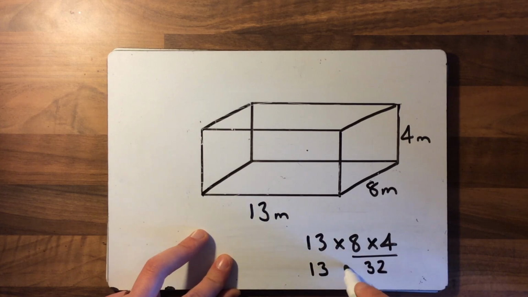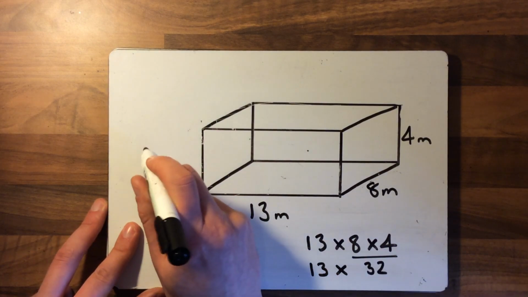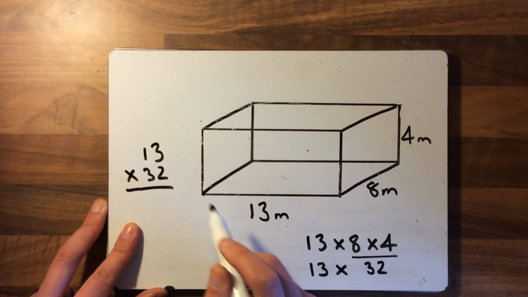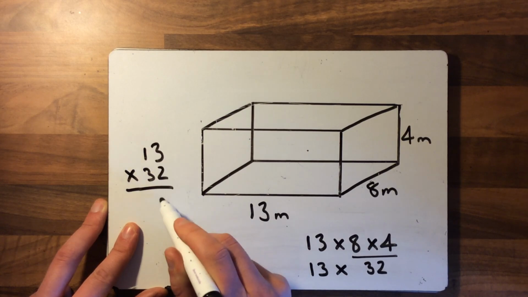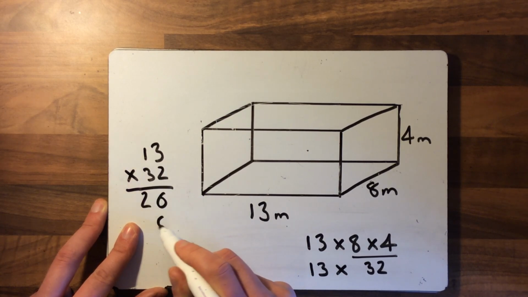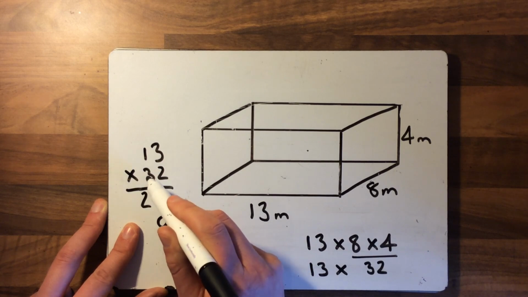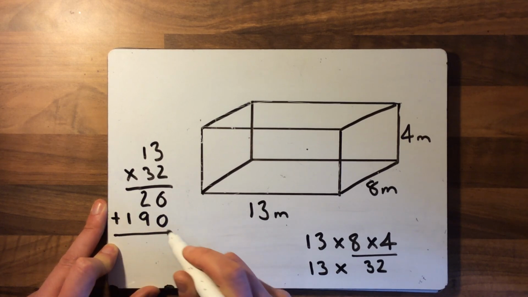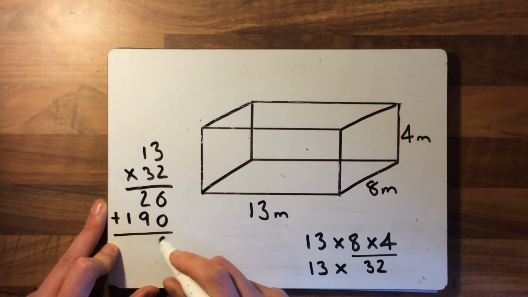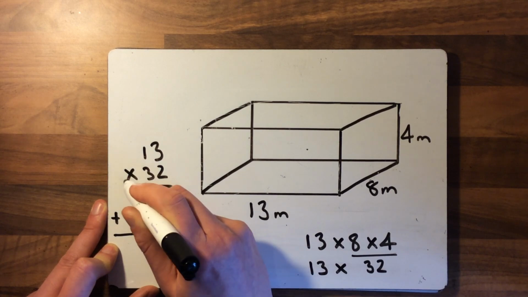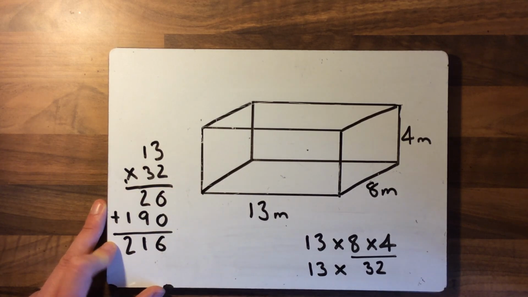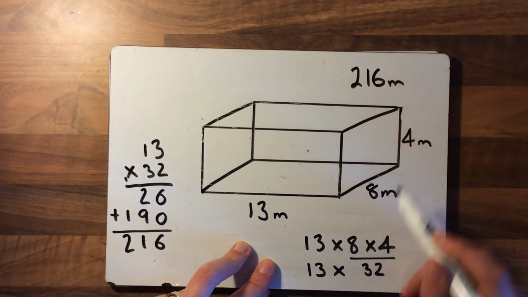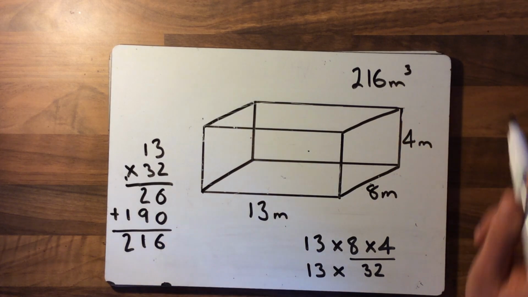So the calculation is 13 times by 32, and we can just work that out like this. So 2 times 3 is 6, 2 times 1 is 2, add the 0 in because multiplying by 30, 3 times 3 is 9, 3 times 1 is 1, and then we just add these up. 6 and 0 is 6, 9 and 2 is 11, 1 and 1 is 2. So the volume of this shape is 416 metres, the unit of measurement is metres, cubed.